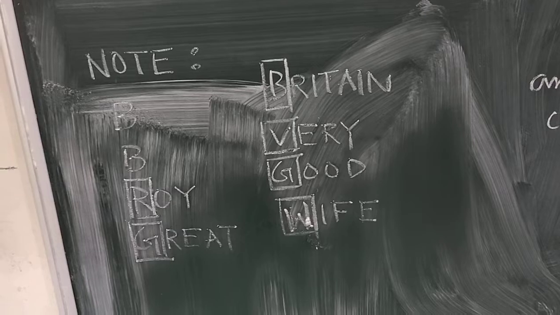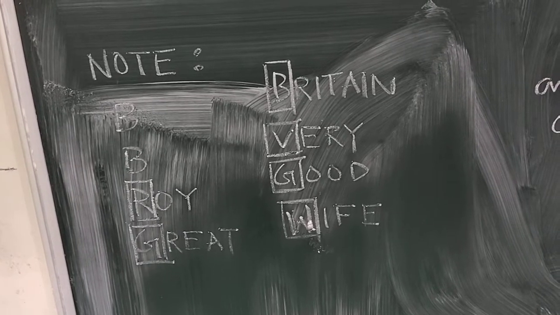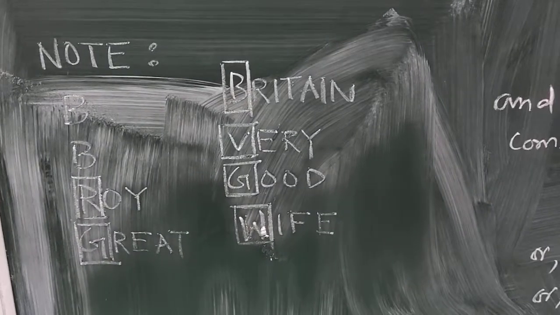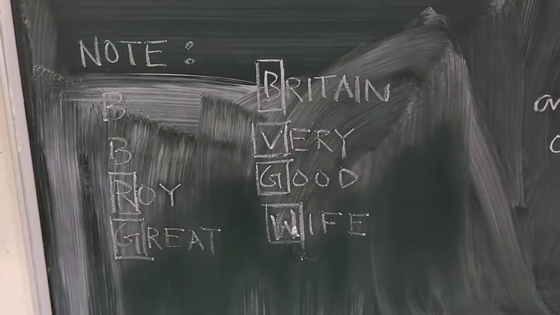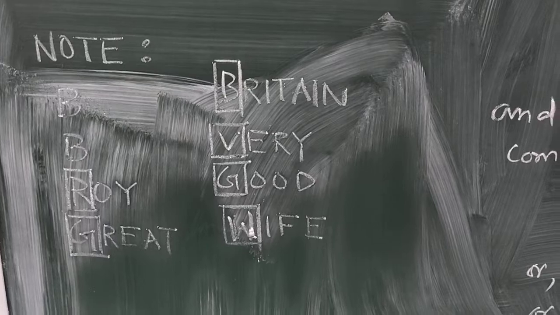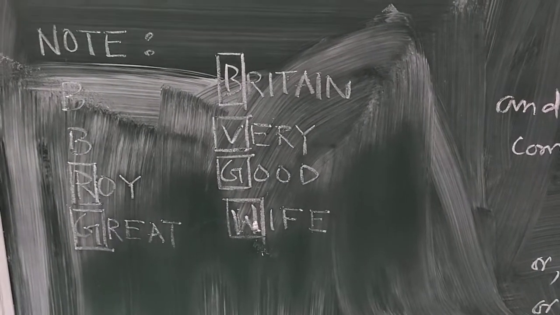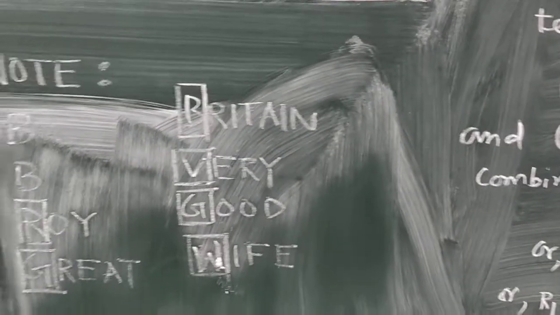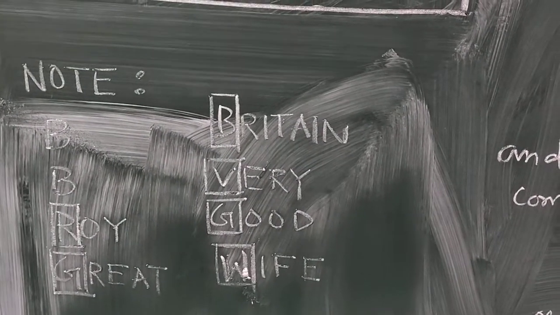So you have to memorize this statement: B.B. Roy, Great Britain, very good wife. Once you memorize this statement, you can make the table starting with, but don't forget to consider the starting B as your black. If you consider starting B as your brown, then everything will mess up. So B.B. Roy, Great Britain, very good wife.